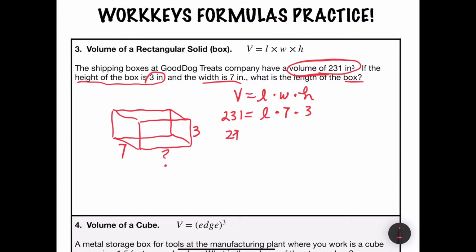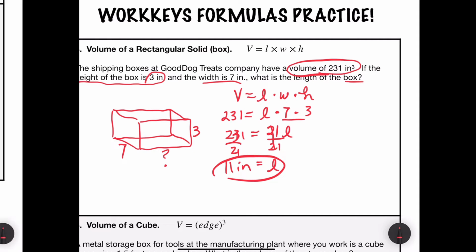231 is already simplified. 7 times 3 is 21 times the length. And so to solve for the length, I'll just divide each side by 21. 21 divided by 21 is 1, or as some people say, it cancels out, leaving me with the length. And 231 divided by 21, if you punch that in a calculator, is 11 inches. So the length of the box would be 11 inches.